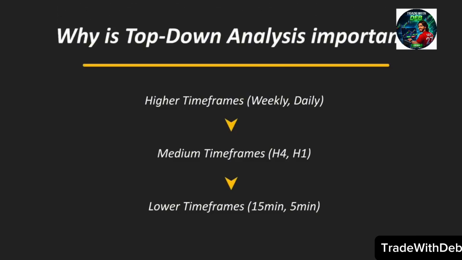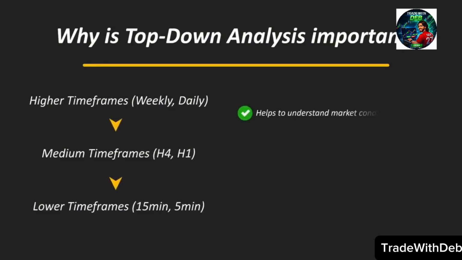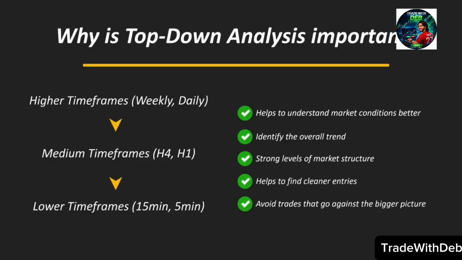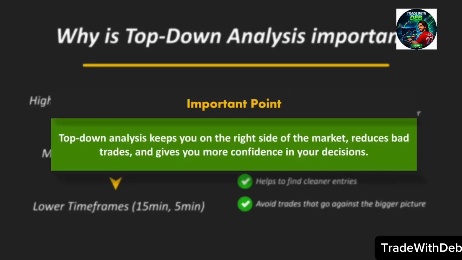Now why is top-down analysis so important? Top-down analysis is important because it helps you understand the market conditions better before you take any trade. When you start from higher time frames, you can clearly see the overall trend, strong levels, and market structure. Then, when you move down to lower time frames, you can find cleaner entries and avoid trades that go against the bigger picture. In short, it keeps you on the right side of the market, reduces bad trades, and gives you more confidence in your decisions.